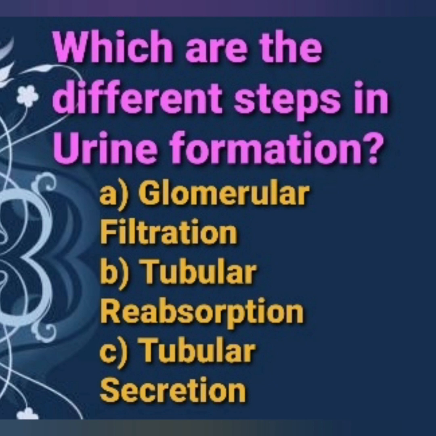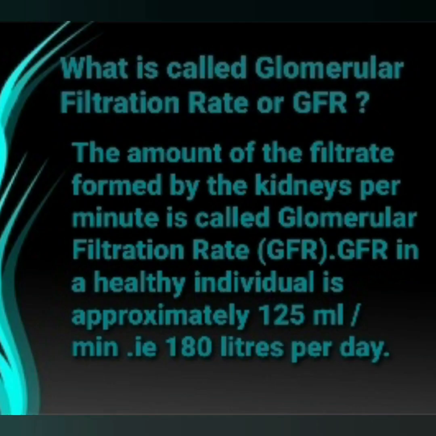Which are the different steps in urine formation? The answer is glomerular filtration, tubular reabsorption and tubular secretion. Now what is called glomerular filtration rate or GFR? The amount of the filtrate formed by the kidneys per minute is called glomerular filtration rate or GFR. GFR in a healthy individual is approximately 125 ml per minute, that is 180 liters per day.